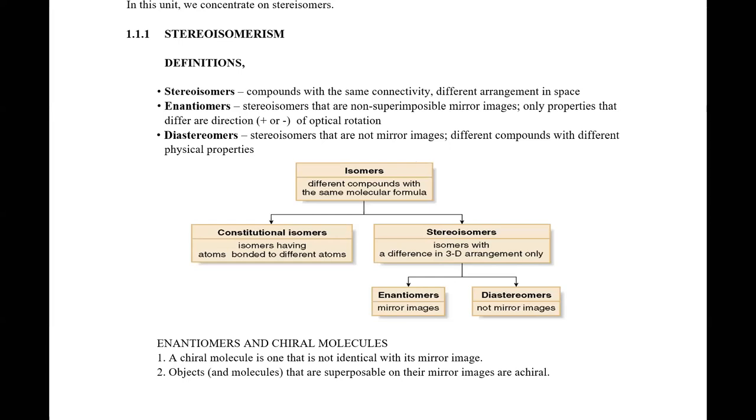A diastereomer is a stereoisomer. These are different compounds with the same connectivity, but they differ in the arrangement in space. They have different arrangements in space. Diastereomers are not mirror images, and the compounds differ in physical and chemical properties.